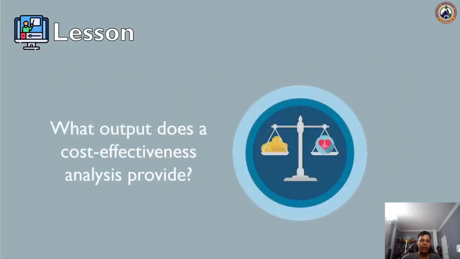So the question is what output? The other term for output is effect. What output or what effect does a cost effectiveness analysis provide? What is the outcome, or what is the result, or what is the effect if we are going to use the cost effectiveness analysis? So the CEA is able to provide information on the health and cost impacts of an intervention compared to an alternative intervention or the status quo.